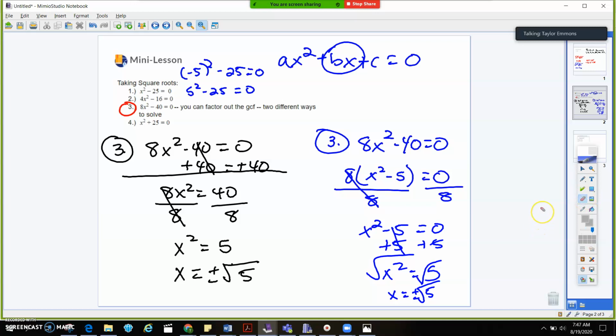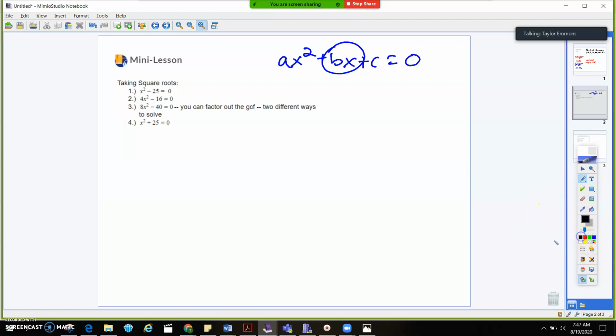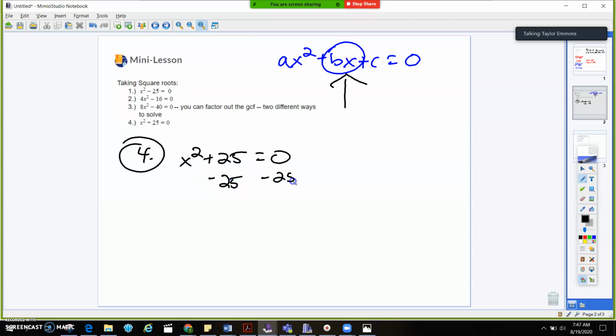All right, so let's talk about number 4. Number 4 is really important. So I'm going to erase this really quick, and I can go back to it in just a second if you need me to. On number 4, we have x squared plus 25 equals 0. So we already know that we're going to use solving by square roots because we don't have a b term. Remember, we don't have a b term. Non-existent. It's not here. So the first thing I'm going to do is move my number to the other side, but I got to subtract it, right? And so that's going to give me x squared equals negative 25.